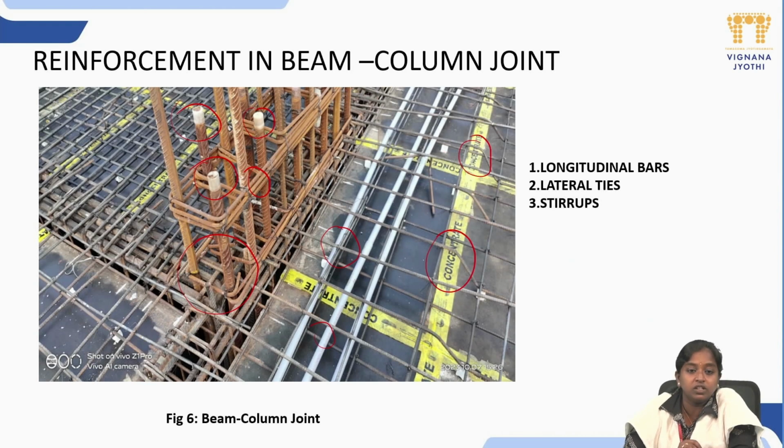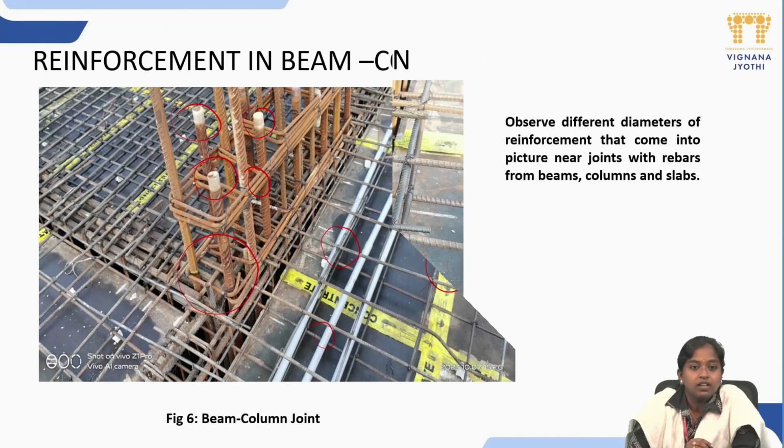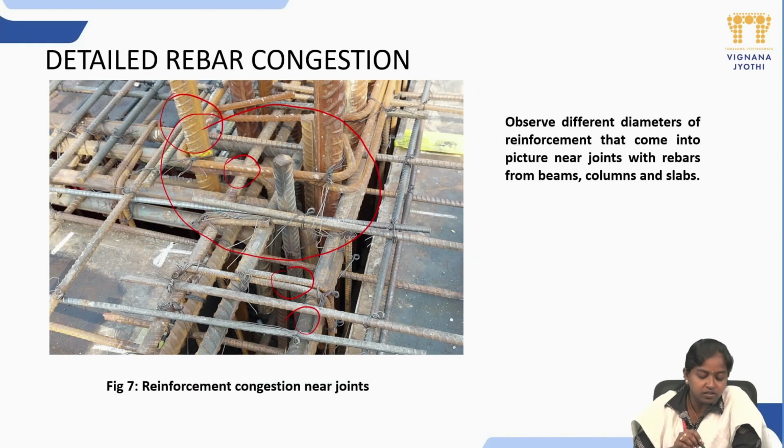All of them come near the beam column joint. More particularly, I would like to show you the zoom in view of the rebar congestion near the beam column joint. As you can see in this picture, there are various diameters of the beam, various diameters of the column, and diameters of the slab coming into contact here. As you can see, all of them are tied using binding wires in the picture.